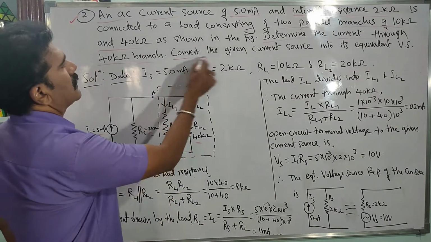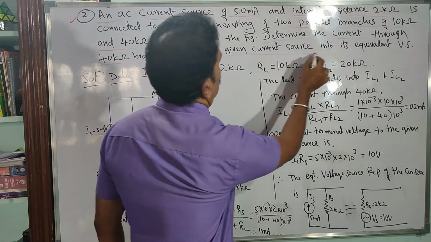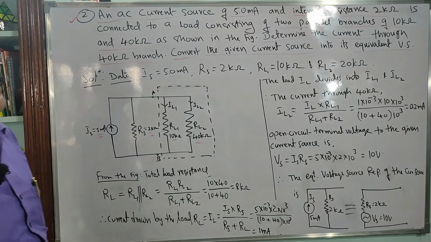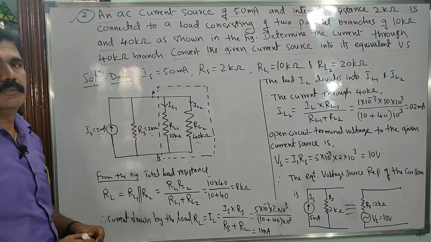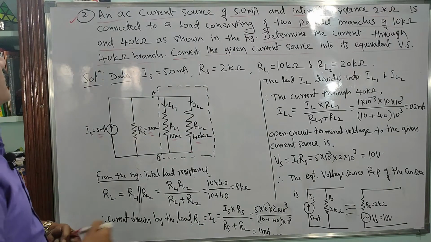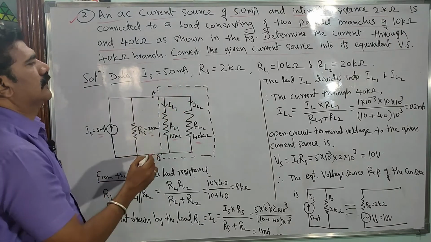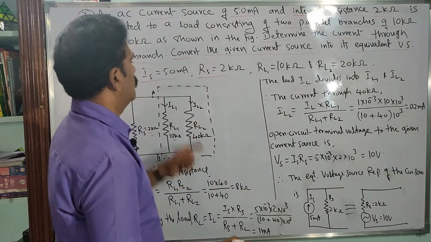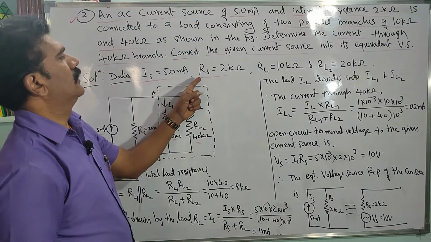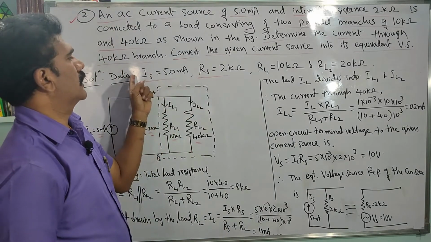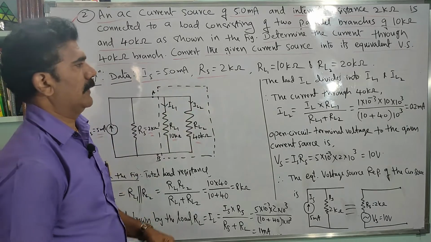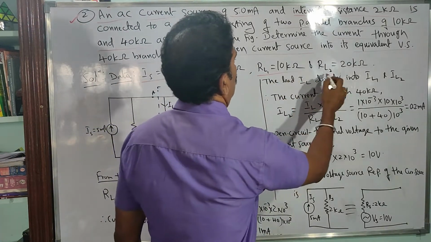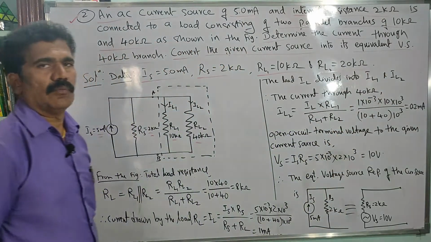Then next it is asked to convert the given current source into an equivalent voltage source. Vs means voltage source here, right? Okay, now first write down the given data. So Is is equal to 5 milliamperes, Rs is equal to 2 kilo ohms. Okay, so that is the source current and source resistance, right? So the load resistors are RL1 equal to 10 kilo ohms, RL2 equal to 20 kilo ohms.